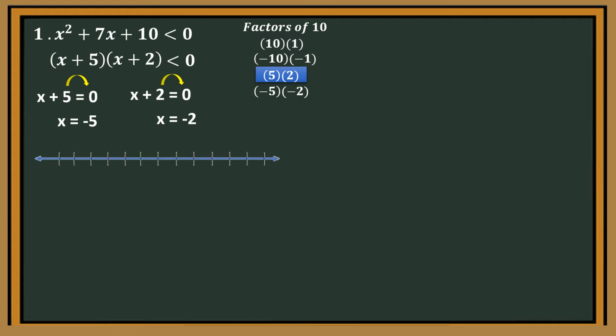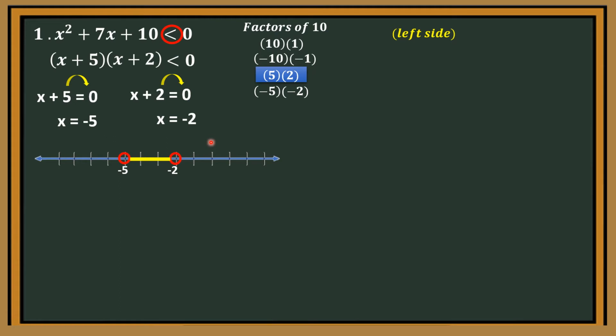Let us show that in the number line. Since the inequality symbol here is less than, therefore, we're going to use the hollow dot. It means that negative 5 and negative 2 are not included in the solutions. And the solutions are found at the center. Always remember that we have here 3 regions. First, left side, center, and right region. Then, we will have now the test point.